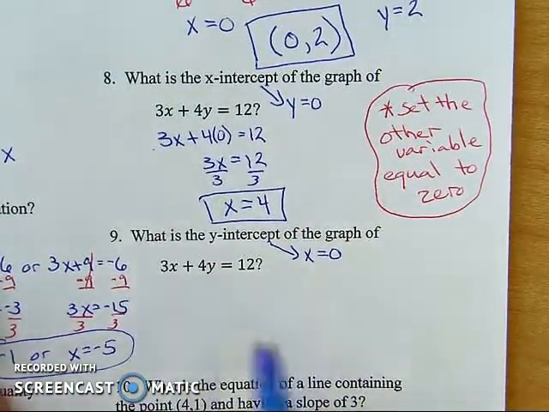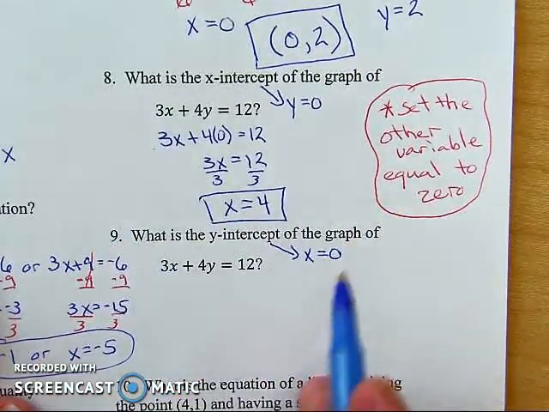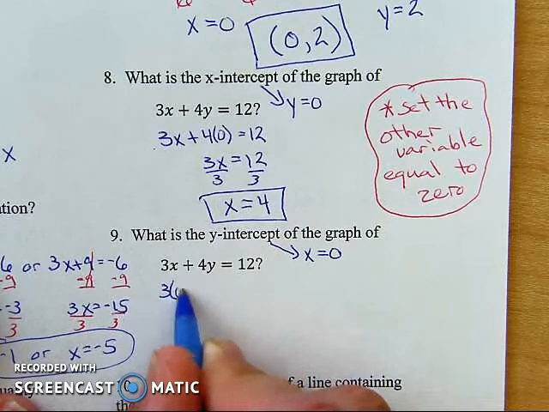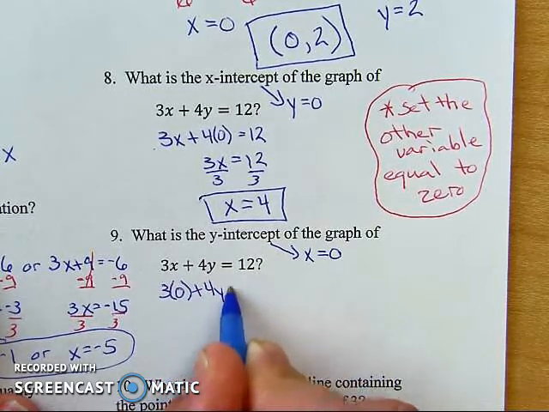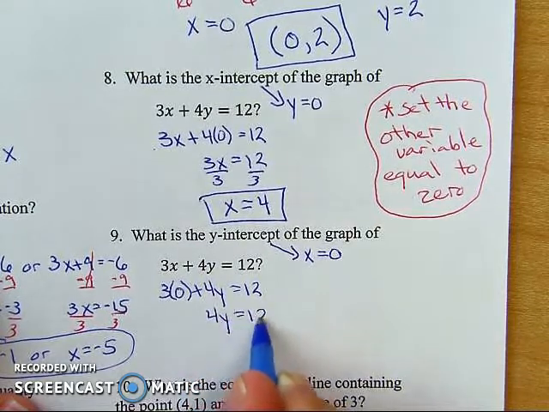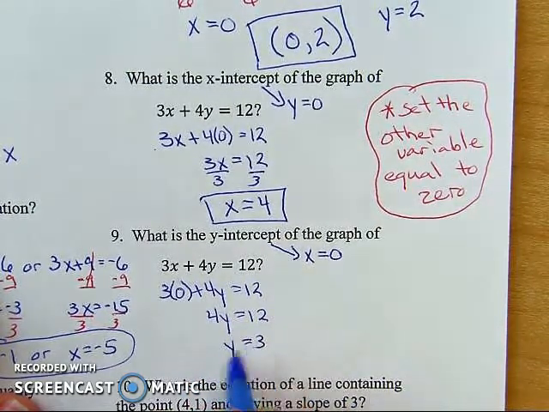On the next one, notice I did go with the exact same equation. So we're setting x equal to 0, so 3 times 0 plus 4y is equal to 12, which is going to give me 4y is equal to 12, or y is equal to 3.